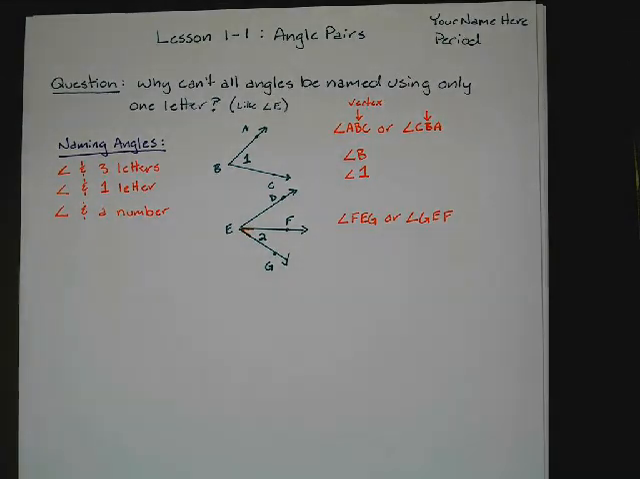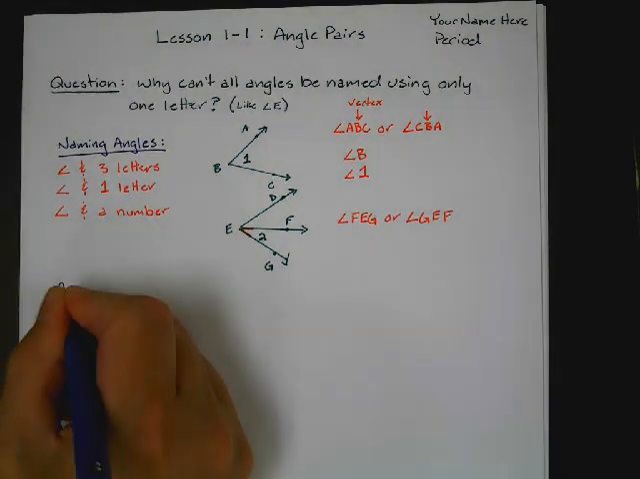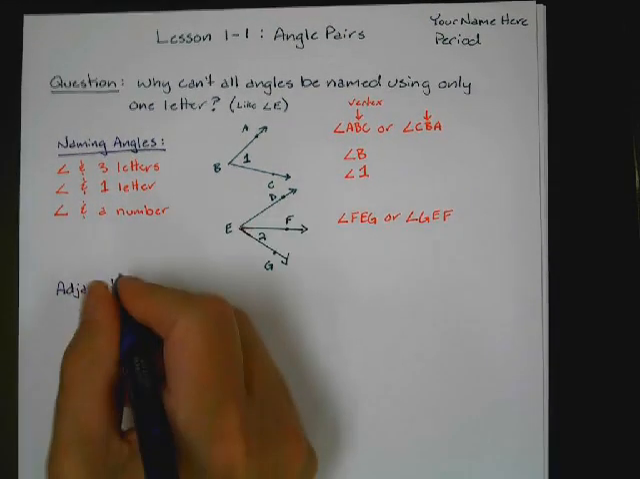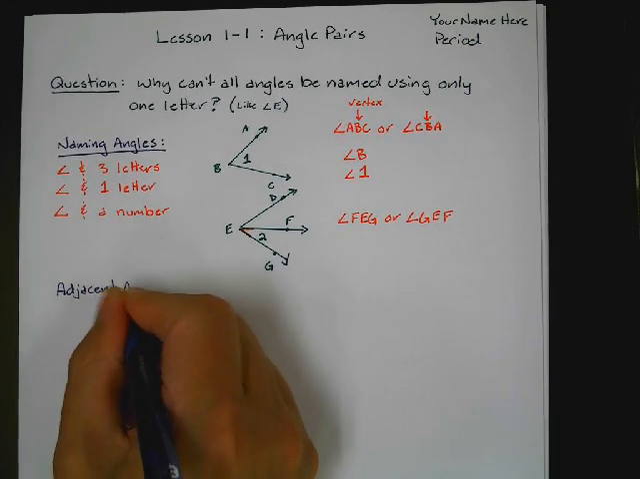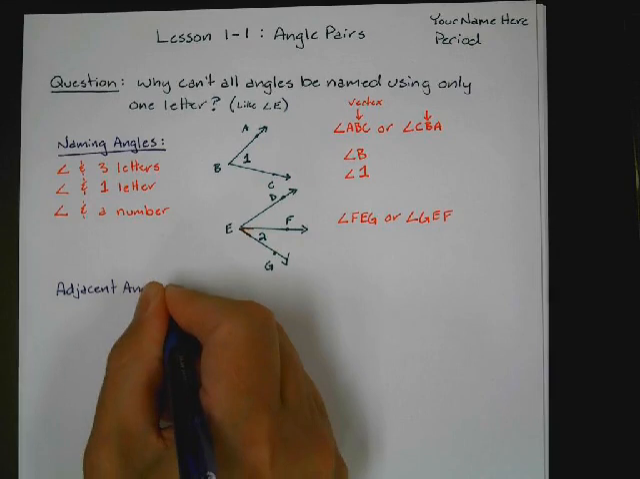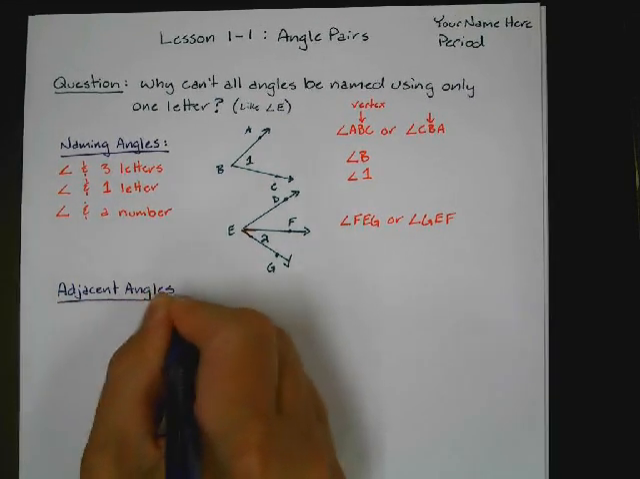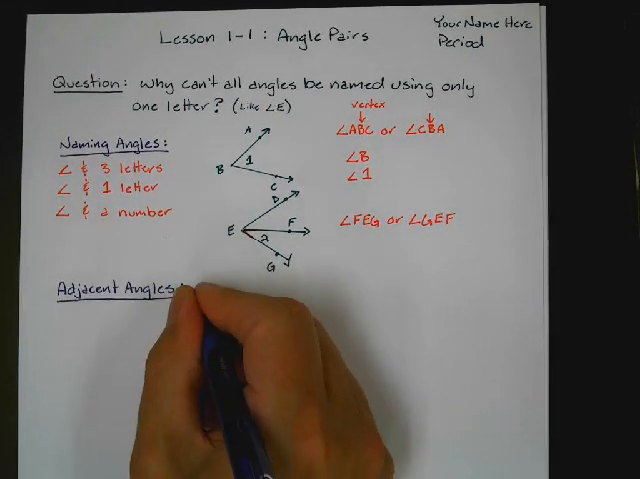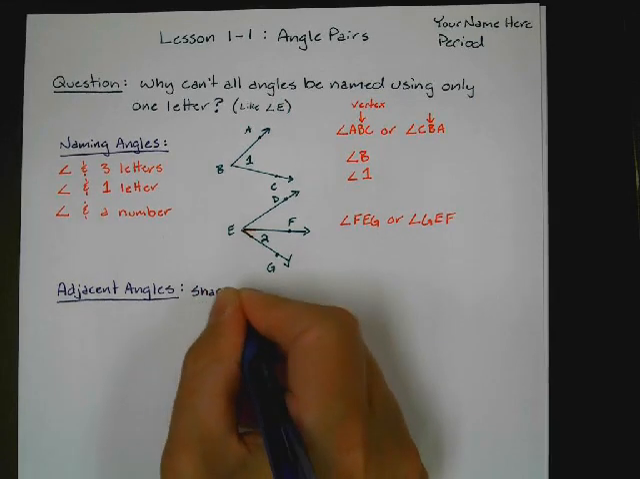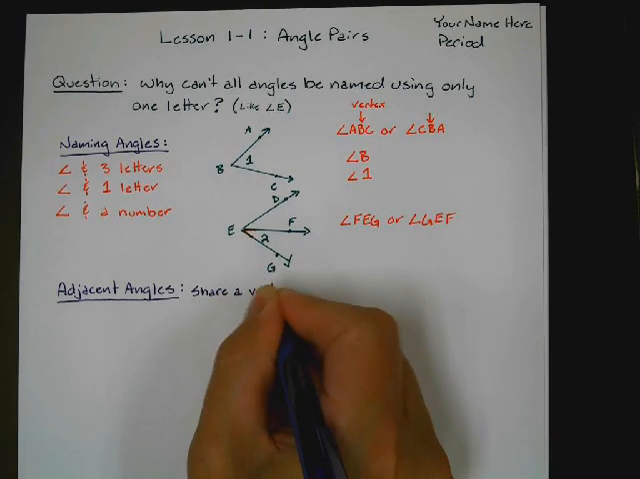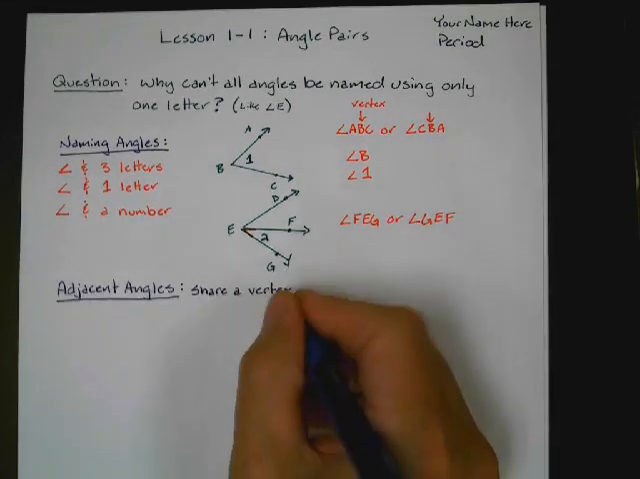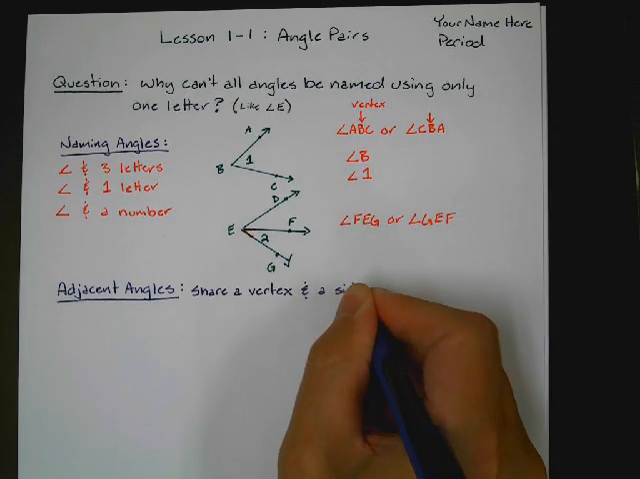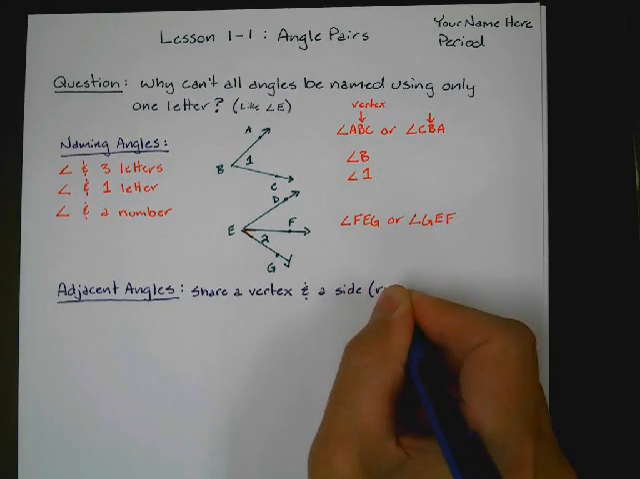All right, next thing we need to cover is adjacent angles. So adjacent angles are a pair of angles. So there's 2 of them. And the rules for adjacent angles is they have to have the same vertex, so they share a vertex. And they share a side. Now remember, the sides of an angle are rays, so they share a ray.